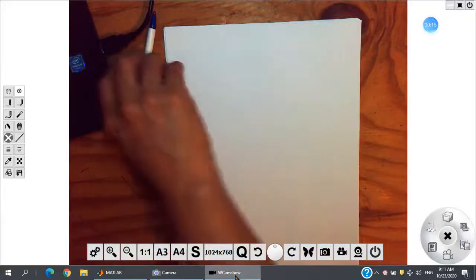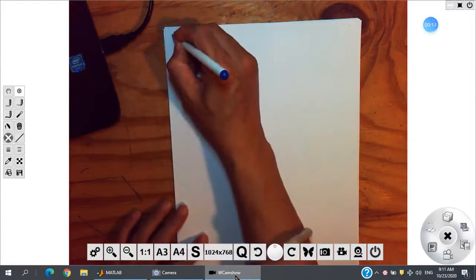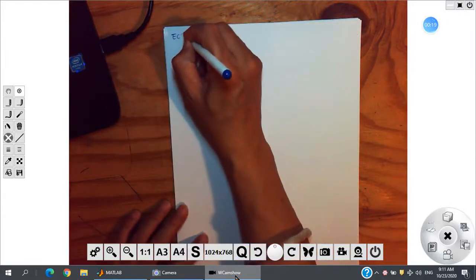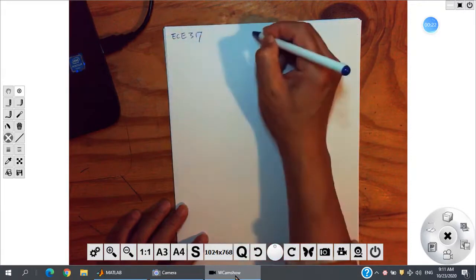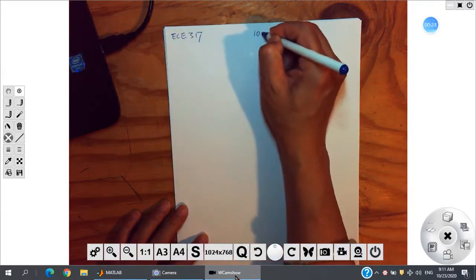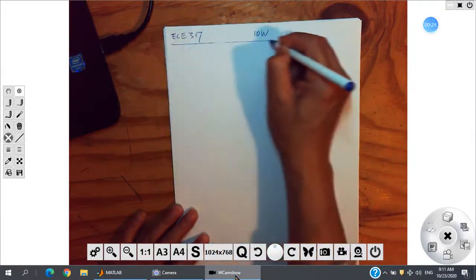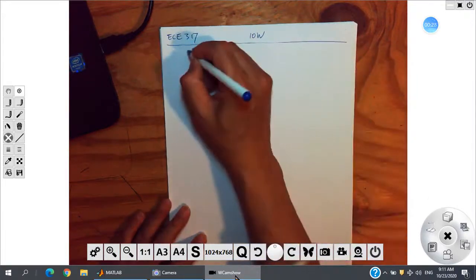Today we will keep working on the sampling process. This is ECE317, the 10th week, Wednesday's class. The sampling process.